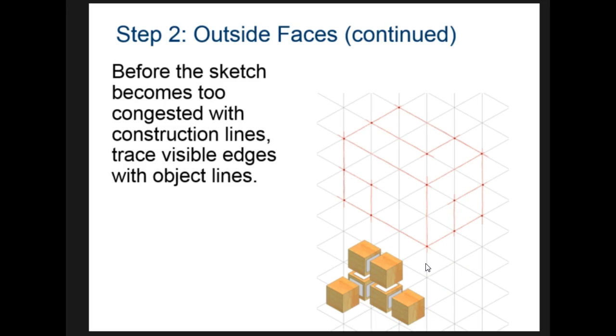Now it looks like a bunch of little sketches, and it's kind of hard to envision, so this is where we're going to start drawing our object lines. The top part here is 1 by 2, and we're going to darken it in right here. And this front part is 1 by 1, and we're going to darken it in right there. Now we're going to do this end over here as 1 by 1, and we're going to darken that in.